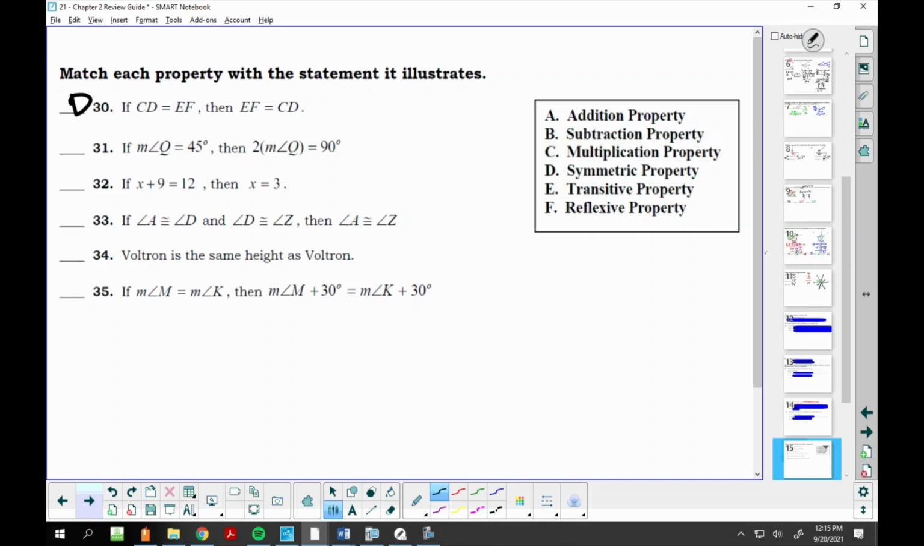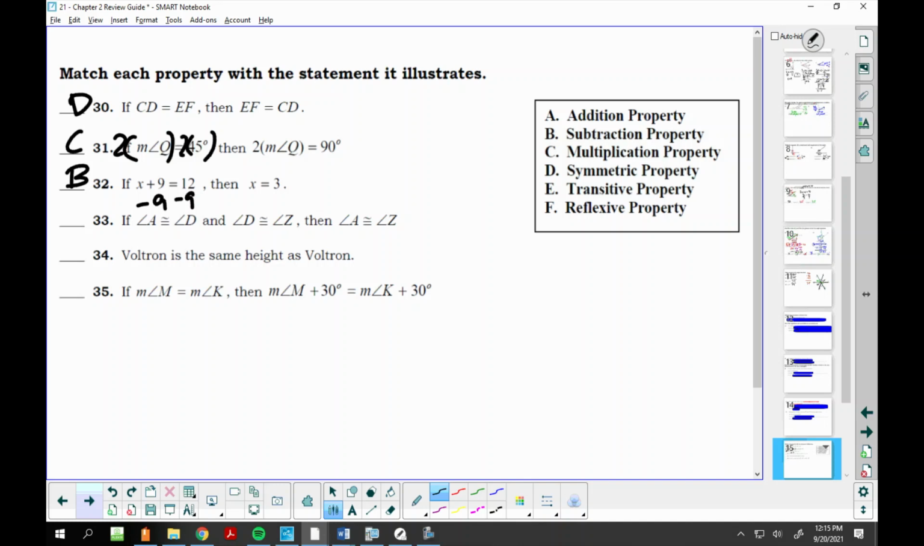So here, we're multiplying both sides by 2. So if you multiply both sides, that's the multiplication property. How did we go from x plus 9 equals 12 to x equals 3? We subtracted 9 from both sides, and we got x equals 3. So that's a subtraction property.